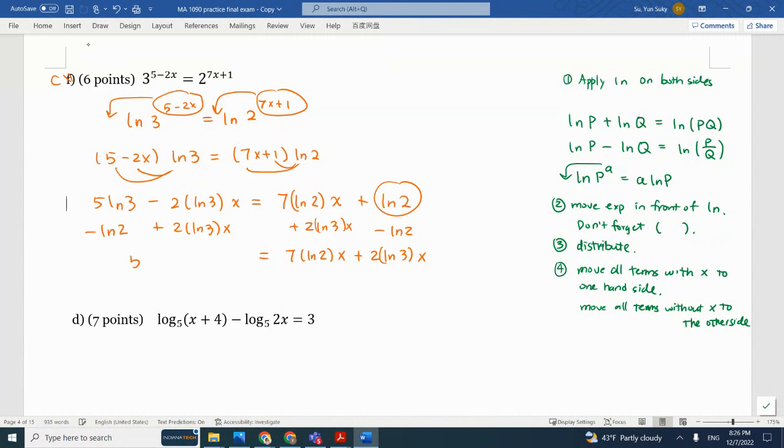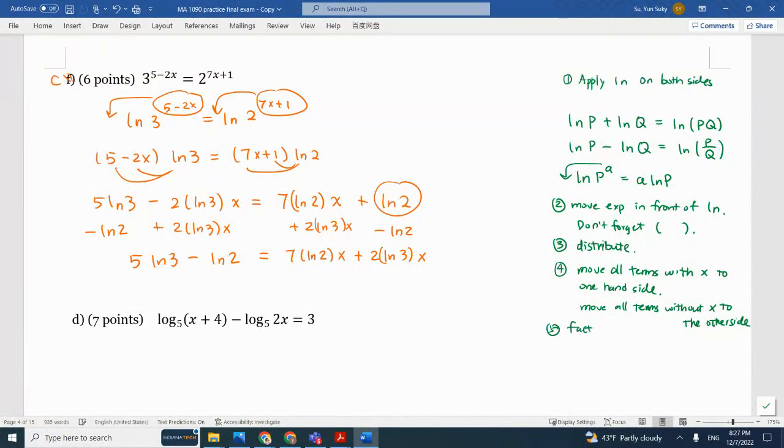So on the left hand side, we have 5 ln of 3 minus ln of 2. By the way, we cannot combine them. Just leave it like that. So you cannot do, oh, ln of 3 minus 2, so it's ln of 1. No, no such things. So just leave it like that. Don't try to combine them. Okay. So on your right hand side, see, we can factor the x.